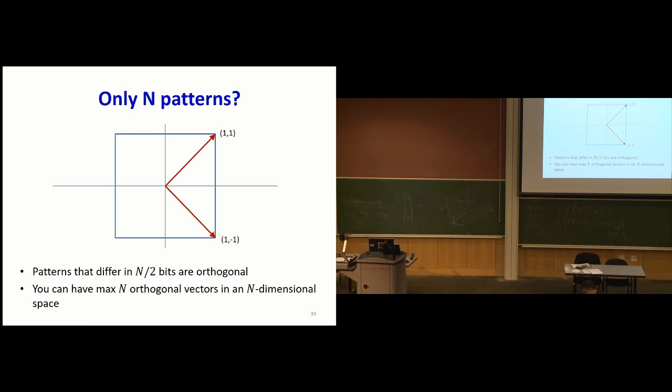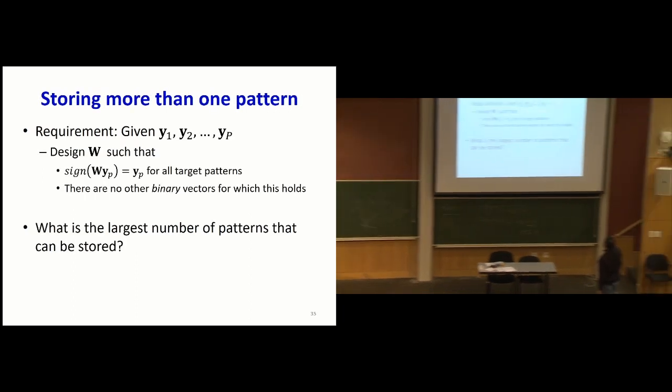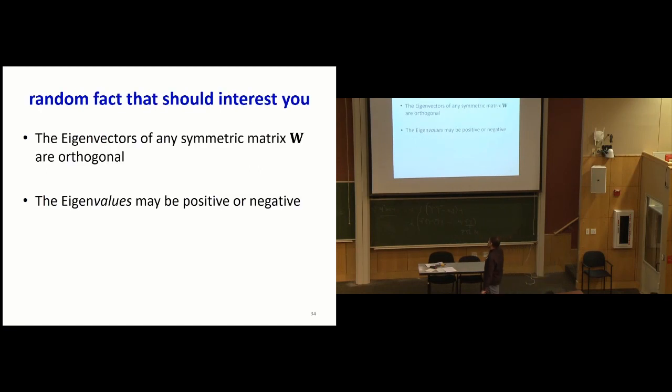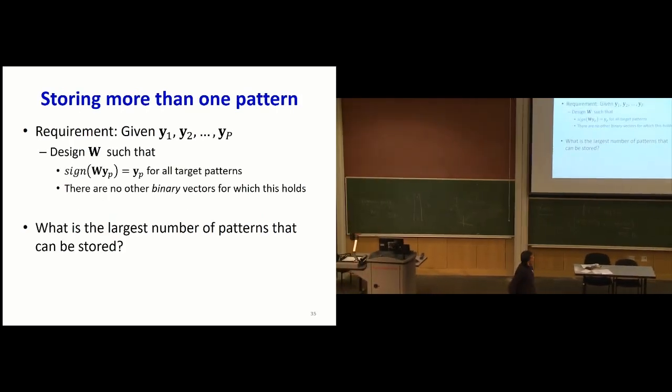So if I have patterns that differ in n over 2 bits, I can store up to n of these guys. Now, the eigenvectors of any symmetric matrix are going to be orthogonal. The eigenvalues may be positive or negative, we know this. So how can I design a network that stores y1 through yp? I'm going to design my w such that all of these guys are eigenvectors of my matrix. Very simple, right? Once I make them eigenvectors, I'm guaranteed that those things are stable.